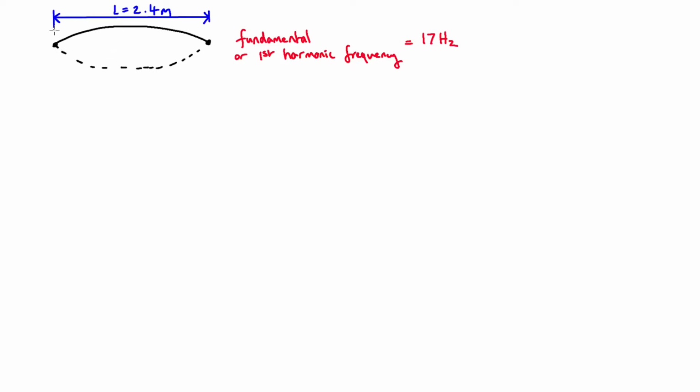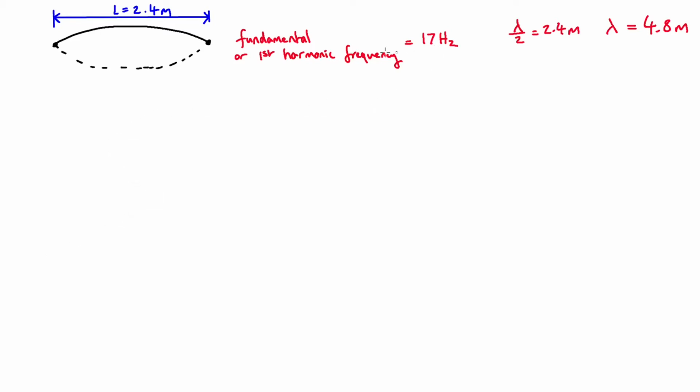the distance between 2 successive nodes is always half a wavelength. So half a wavelength would have been 2.4 meters. That was the length of my string in that example, 2.4 meters. And so the wavelength here would have been 4.8 meters at that particular frequency, and that is sufficient to produce this stationary wave pattern with one loop on the string.